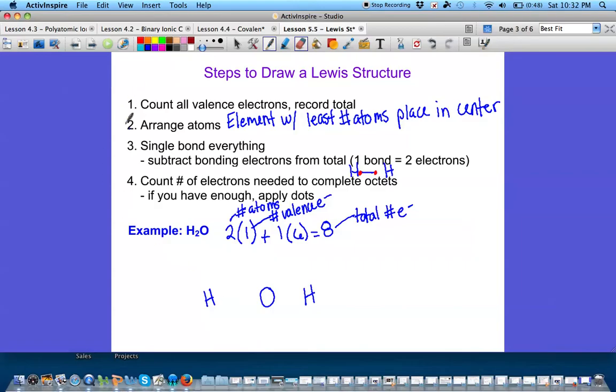Now, so that we've counted our total number of valence electrons, we've arranged our atoms, and now we're going to single bond everything. And we have to subtract the number of electrons involved with the bond. So we have 2 electrons here and 2 here for a total of 4. So we're going to subtract that from our total. So we have 4 electrons.